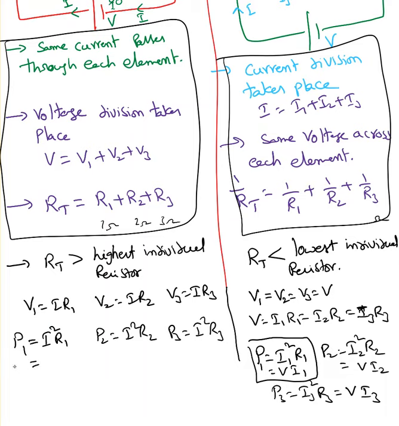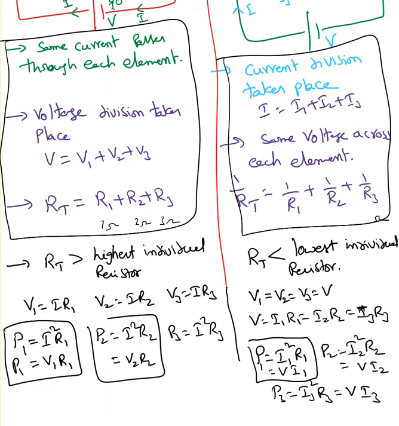Same thing here in series, P1 equals I square R1, or I can say V1 times I. Okay, and P2 equals V2 times I, and P3 equals V3 times I. That's the formula to find the power in series and parallel circuits.